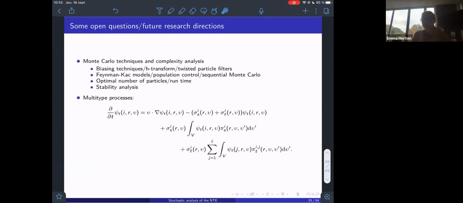And so we started to look at this from an analytical perspective, at least at the start of my PhD. And so this is something that we need to look at as well from the probabilistic perspective.